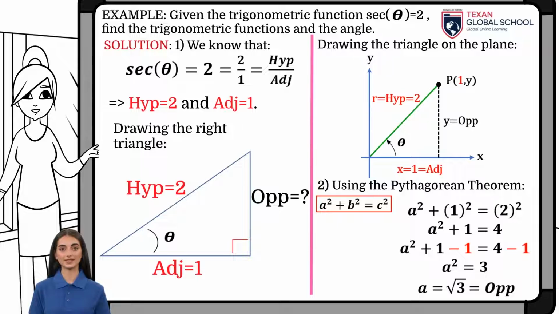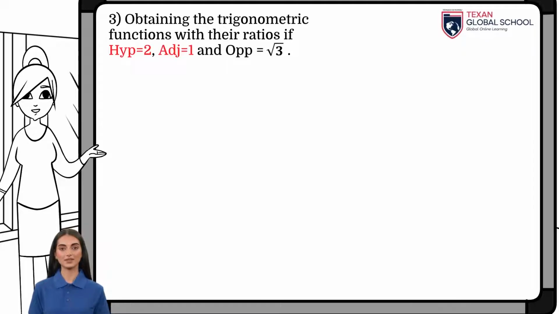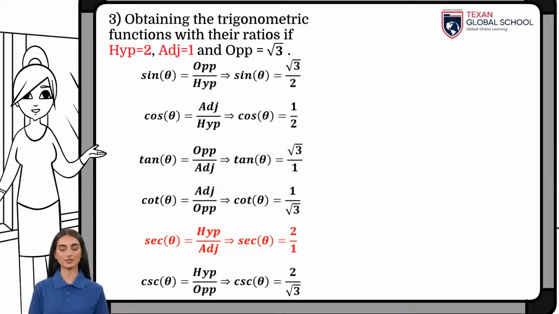Substituting values and isolating, the result is that the opposite side equals the square root of 3. So, since the hypotenuse equals 2, the adjacent side is 1, and the opposite side is square root of 3. Hence, we can obtain the trigonometric functions and their ratios. Sine is square root of 3 over 2. Cosine is 1/2. The tangent is the square root of 3. And now the reciprocals. The cotangent is 1 over the square root of 3. The secant is 2. And the cosecant is 2 over the square root of 3.